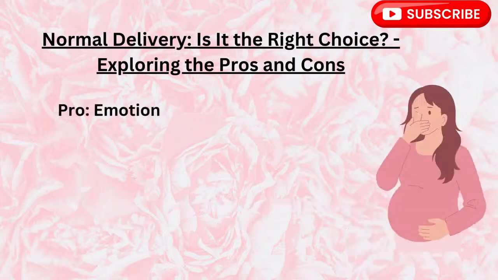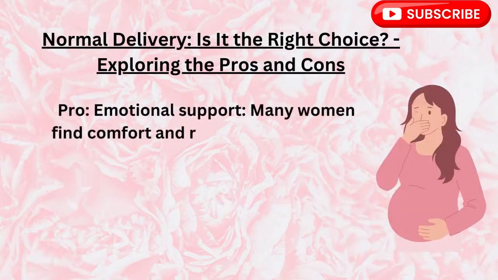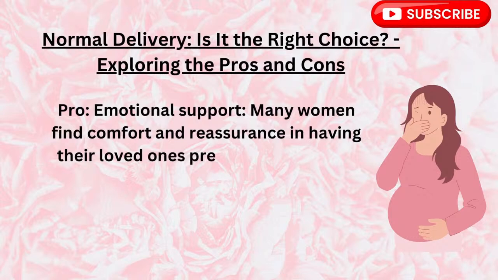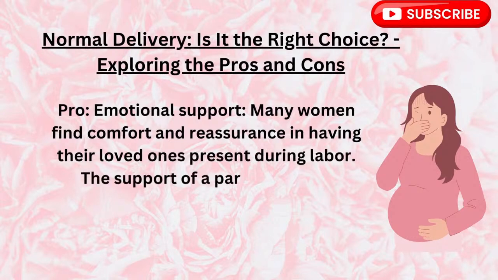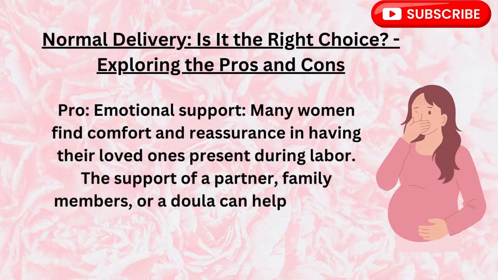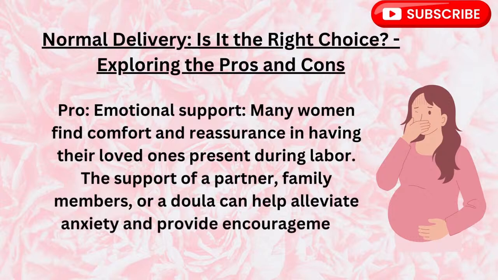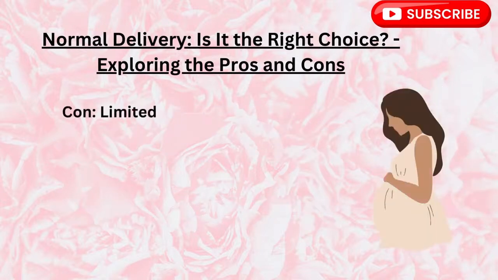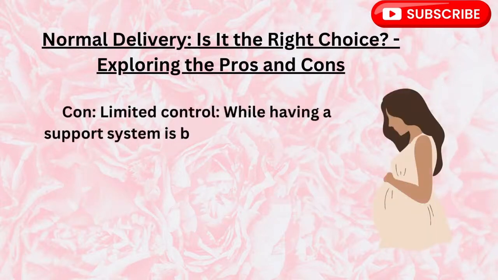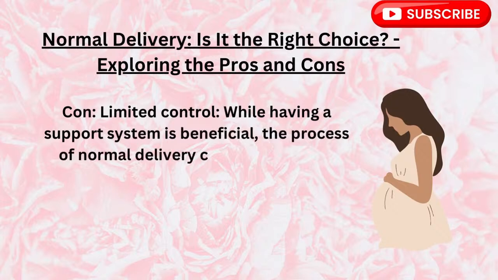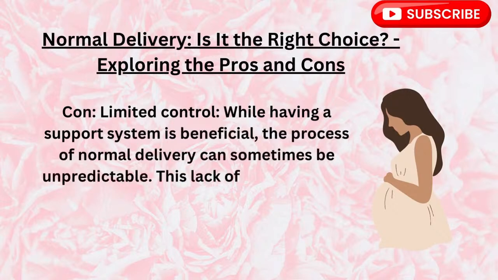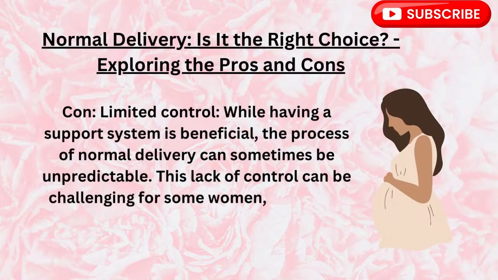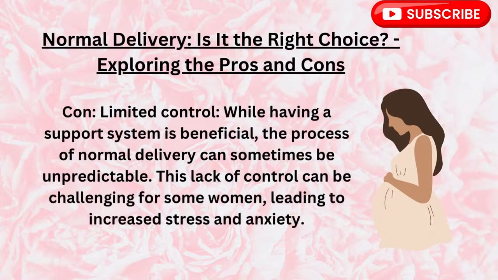Pro. Emotional support. Many women find comfort and reassurance in having their loved ones present during labor. The support of a partner, family members, or a doula can help alleviate anxiety and provide encouragement. Con. Limited control. While having a support system is beneficial, the process of normal delivery can sometimes be unpredictable. This lack of control can be challenging for some women, leading to increased stress and anxiety.